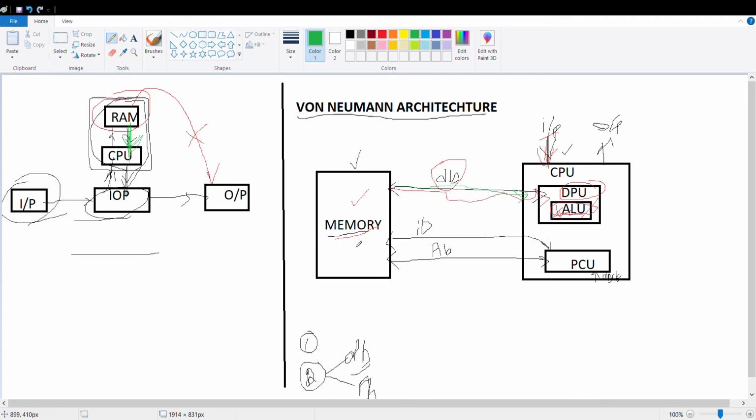Okay, the memory and data bus is done. Now the address bus. What will the address bus be doing? The PCU is nothing but the program control unit. This is the control unit.